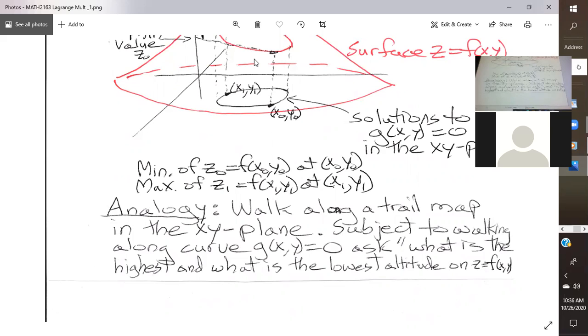All right, so we walk along a trail map in the xy plane, subject to walking along the curve g of x, y equals 0, its equation. We ask what is the highest and lowest altitude on z equals f of x, y.